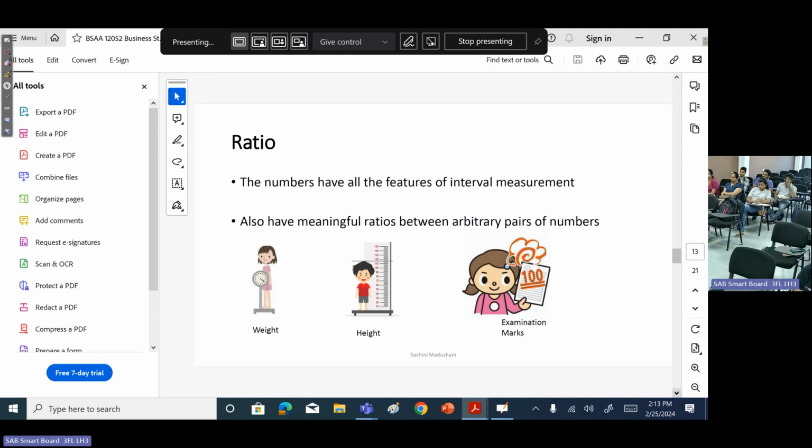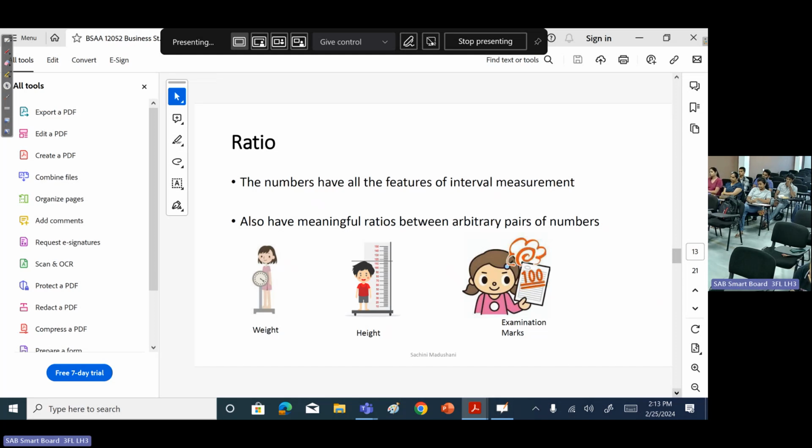Understood? Marks of the students. Okay, then we can collect the marks of each student and I can calculate the average marks for the particular subject. Can you find? Okay, how to do that? Add all the marks together, then divide by the number of students. Okay, then we can get the average mark for the business statistics subject.